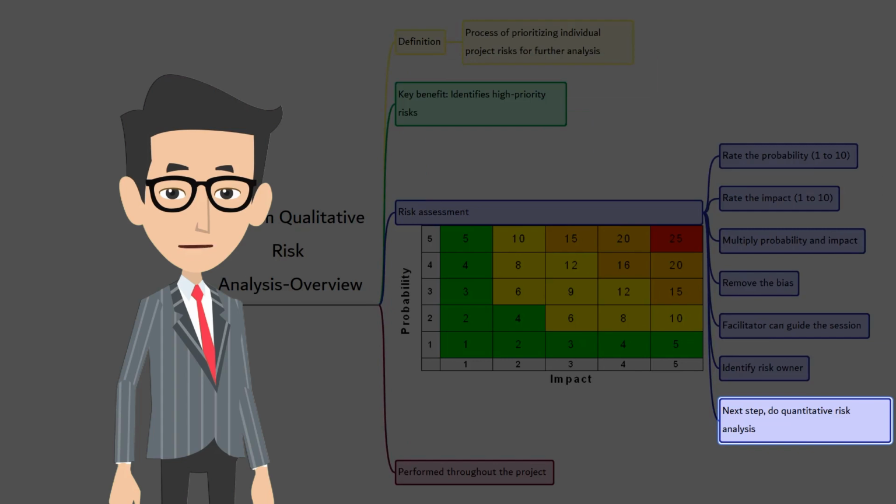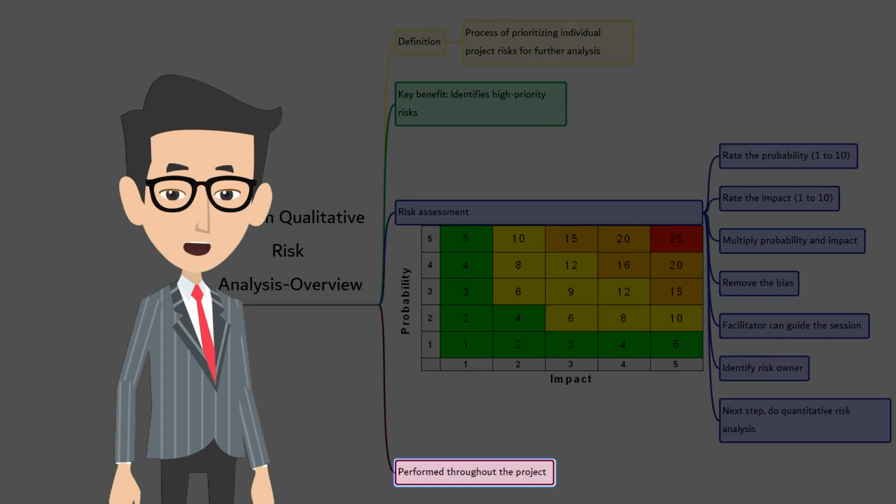In fact, qualitative risk analysis is the foundation for quantitative risk analysis. Keep in mind that this process is repeated as new risks are uncovered throughout the project. So, this process is performed throughout the project. All right, that wraps up the overview. Let's move to the ITTOs.